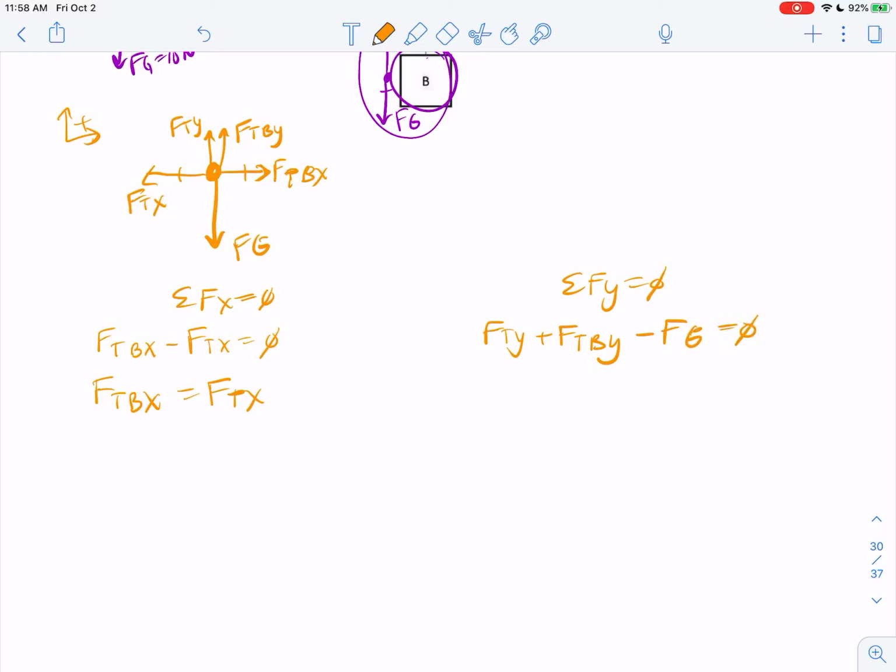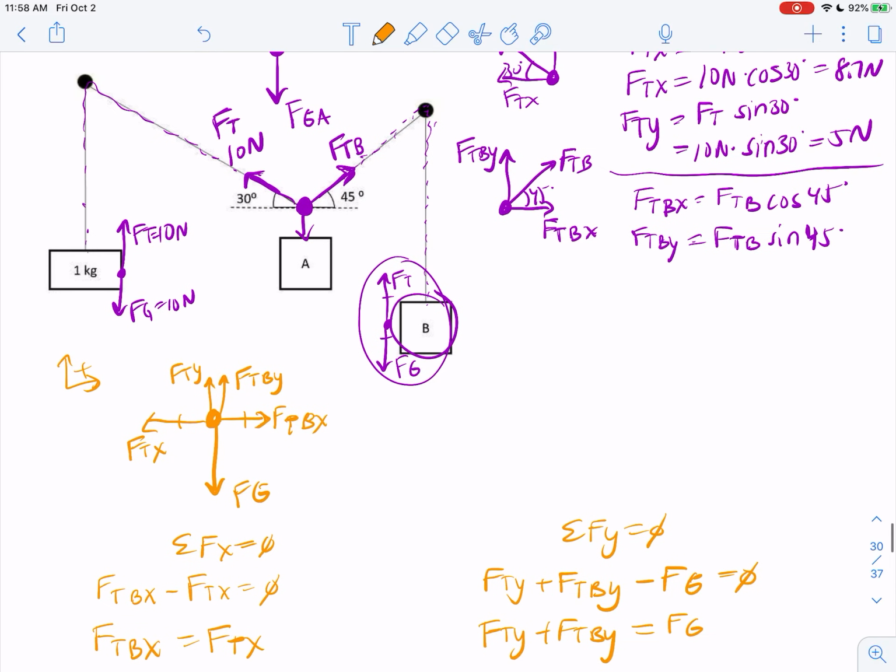And then let's see what I want to do. Let me just go ahead and write it like this. I don't know if this is the best option. Equals FG. All right, so now we kind of have everything set up. Now we have to go about figuring out what we know and what we want.